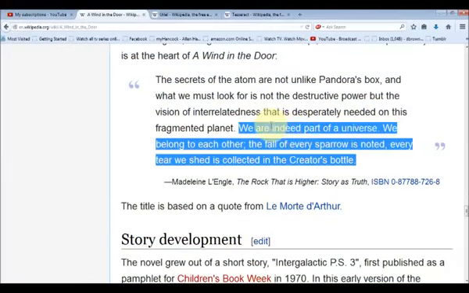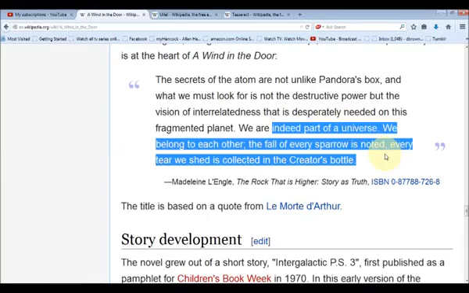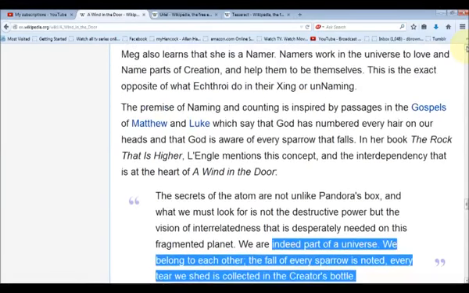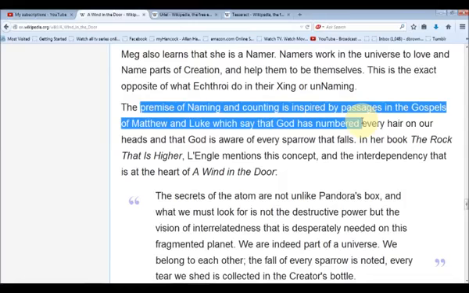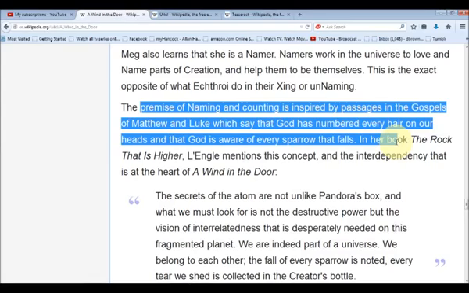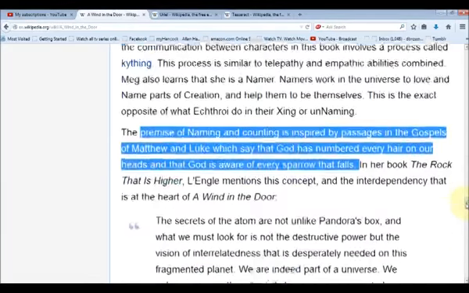And she also again makes another reference to creation. We are indeed part of a universe. We belong to each other. The fall of every sparrow is noted. Every tear we shed is collected in the Creator's bottle. Okay? And it talks about here that this book was actually inspired by the naming and counting in the passages in the Gospels of Matthew and Luke, which say that God has numbered every hair on your head, and that God is aware of every sparrow that falls. Okay? So, again, God is a God of numbers, and the numbers make sense.